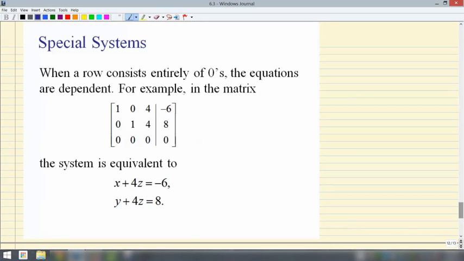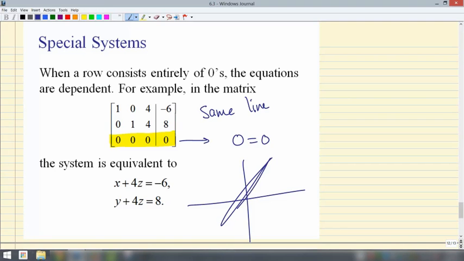If you end up with a matrix that has all zeros on one bottom row, this is the same line. Because if you interpret this, it says 0 equals 0. And we said anytime you're solving an equation and you get 0 equals 0, that means that these are the same line and that there are infinite solutions, or all real numbers.